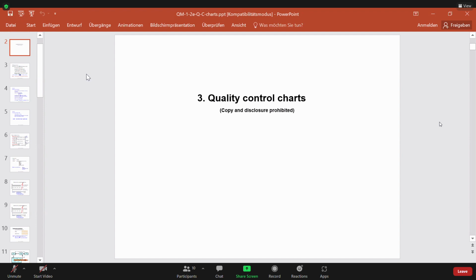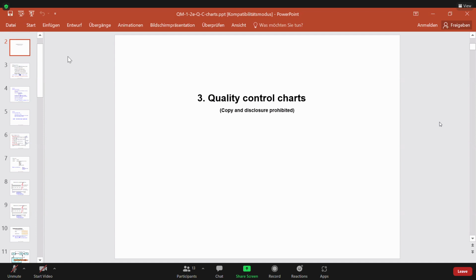The second chapter here, the second part of the script, is about the quality control charts. It is a short chapter, and I think after that, we can start with the beginning of the next chapter, which is about probability and binomial and Poisson distribution. But at first, I would like to show you some sheets here and say something about quality control charts.